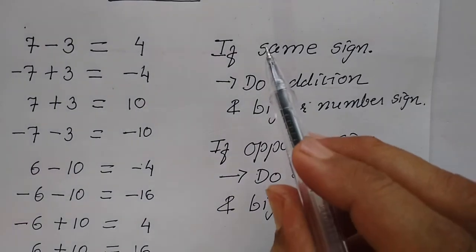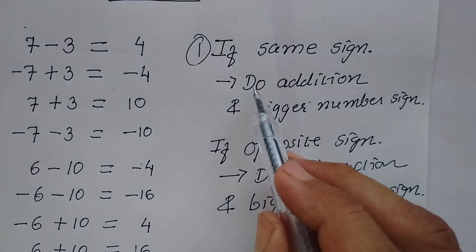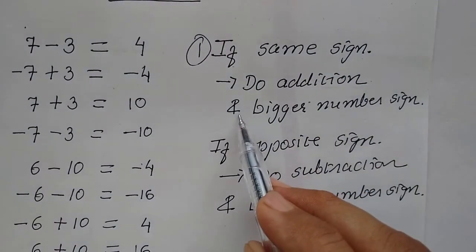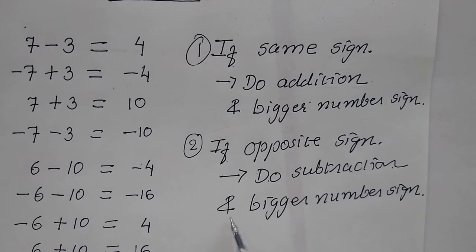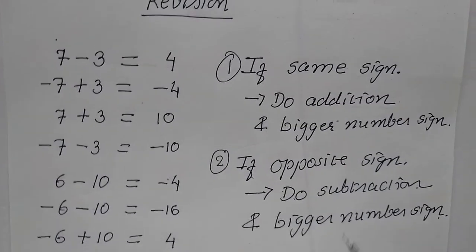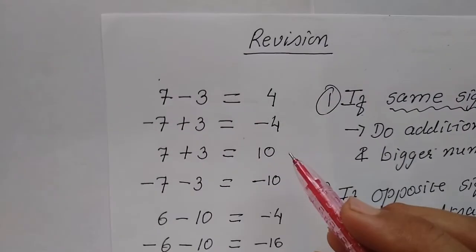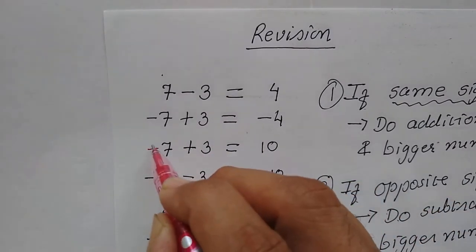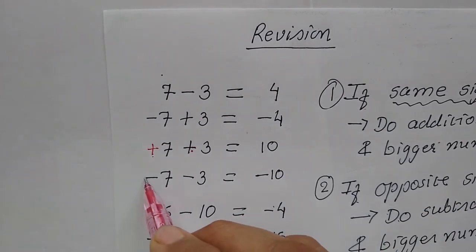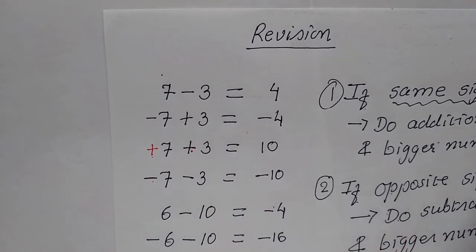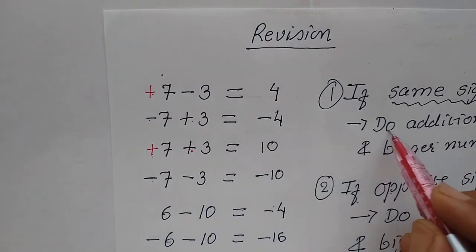Now children, understand these two simple rules. First rule, if same sign, what you have to do? Do addition and take the bigger number's sign. Second rule, if opposite signs, do subtraction and take the bigger number's sign. Now children, let us see. If same sign, what is the meaning here? Same sign means this is a plus sign and this is also a plus sign. We have same sign here. Here also we have same sign. Okay, minus minus. Opposite sign means what? Plus sign, minus sign, plus sign. Then what to do? Do addition when same sign.